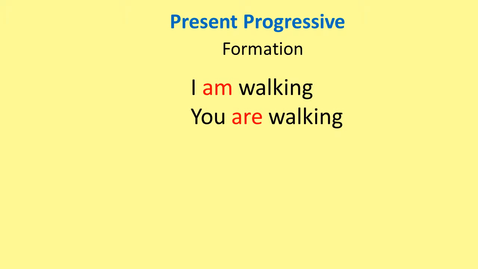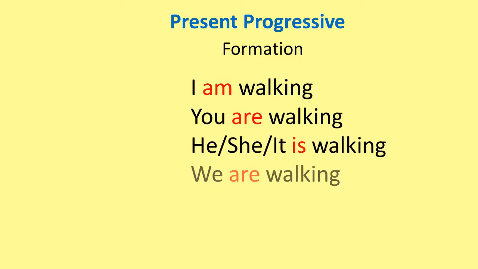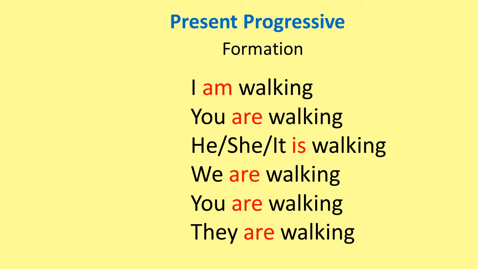The present progressive is formed in the following way: I am walking, you are walking, he, she, it is walking, we are walking, you are walking, and they are walking. Note that the verb that changes, the verb that is conjugated, is the helping verb. So the verb to be ends up changing and being conjugated here. I am walking, you are walking, he, she, it is walking.